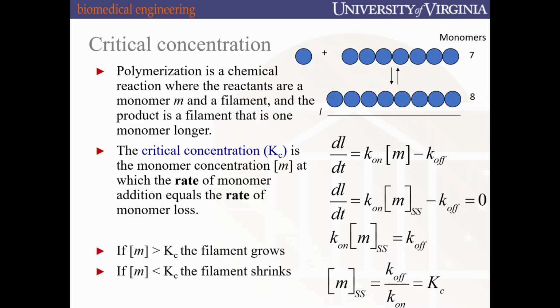What this means for the critical concentration is that if the concentration of free monomer is greater than Kc, we'll get polymerization and filament growth. But if the concentration of the free monomer is less than Kc, we'll get depolymerization and the filament will shrink.